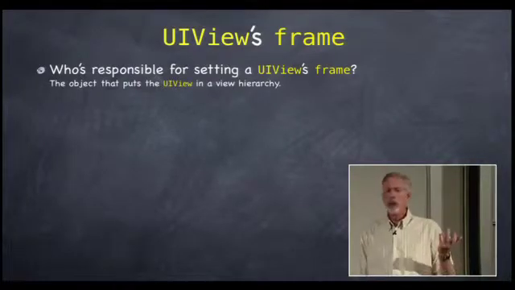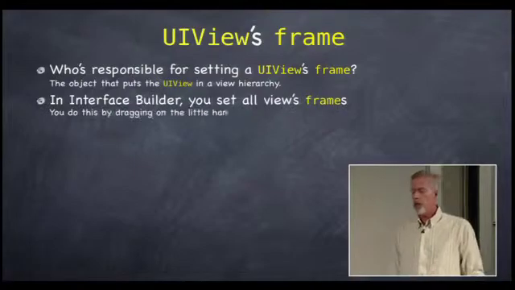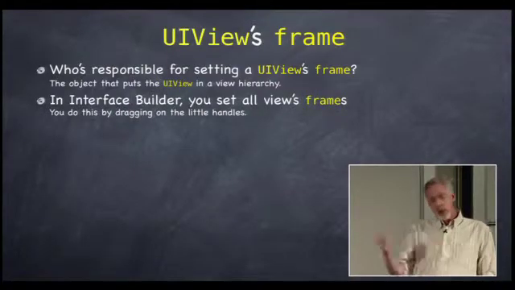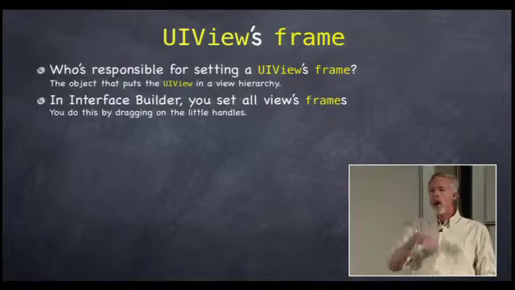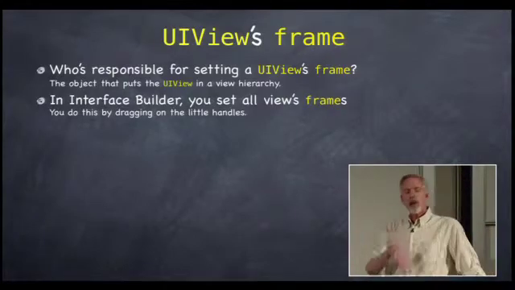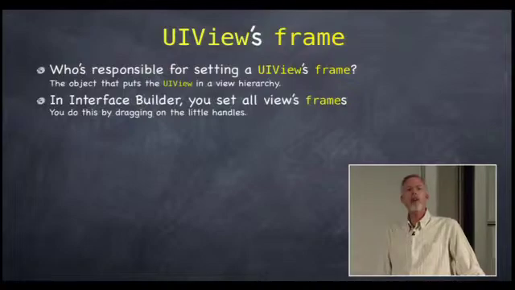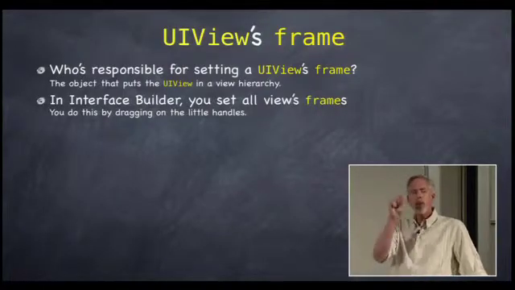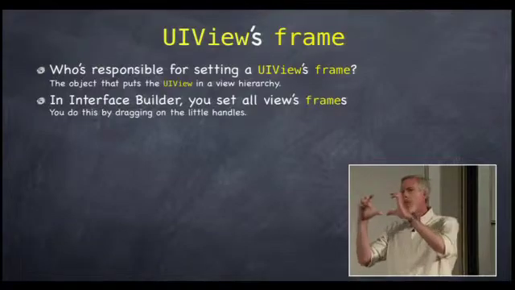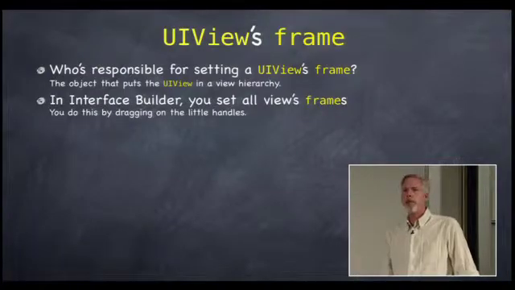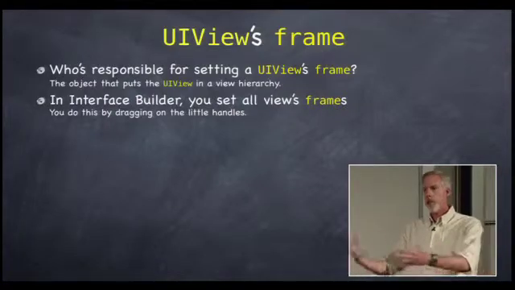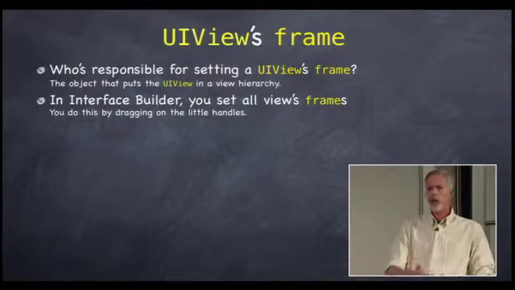So let's talk about who are some of the objects that put things in view hierarchies. Well, one of the big ones, Interface Builder. You're putting views in view hierarchy all the time. You're dragging them out, UI labels and UI buttons and all, custom views and everything, you're dragging them out. And when you grab the little handles and stretch them out, and move them around, use the guide bars to put them where you want, you're setting the frame in Interface Builder. Okay? So Interface Builder is doing its job. Okay? It's the one putting it in a view hierarchy, and it's also letting you set the frame.